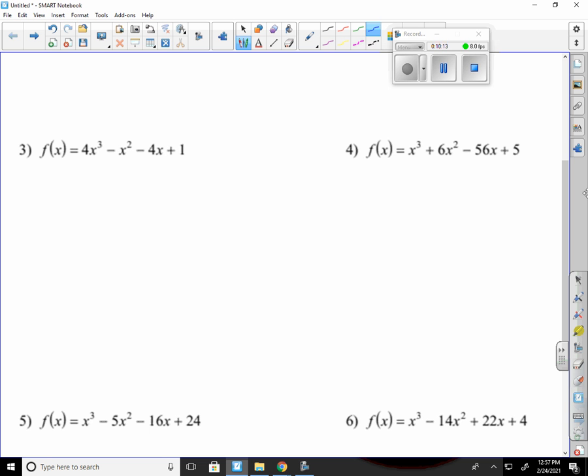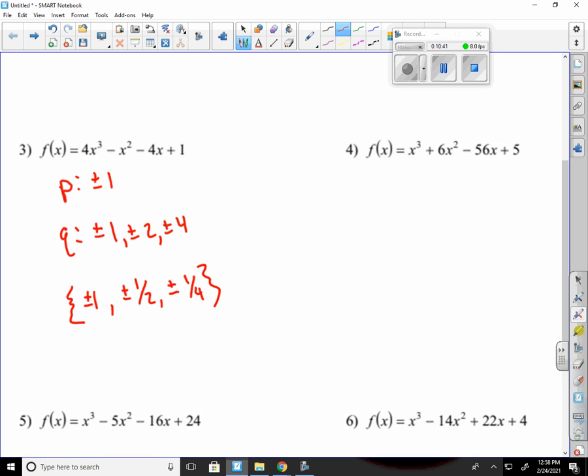On to the next one. P is 1. Factors of 1 are plus or minus 1. Q is 4. Factors of 4, plus or minus 1, plus or minus 2, plus or minus 4. Possible factors here, plus or minus 1, plus or minus 1/2, plus or minus 1/4. There's a possible 3 roots because I have an exponent of 3. 3 is the most I could have as far as roots go.